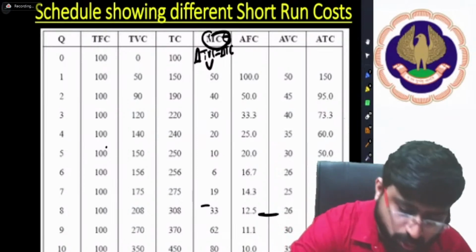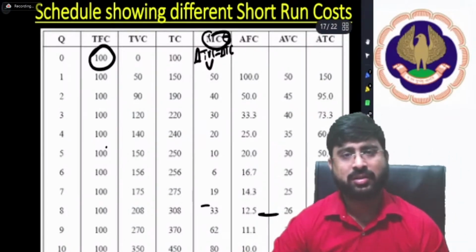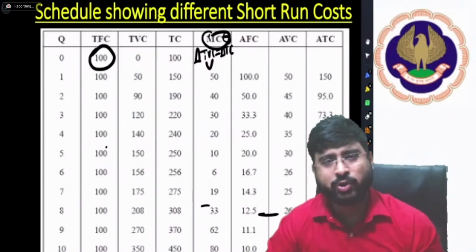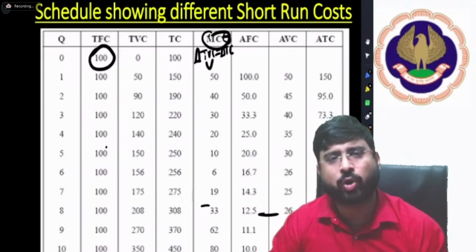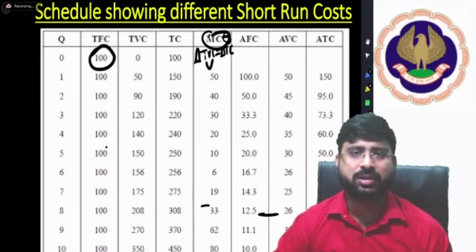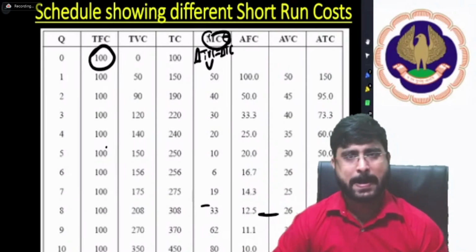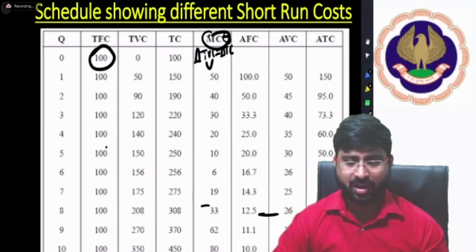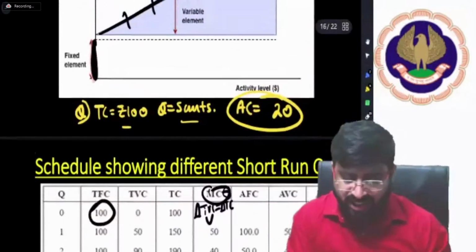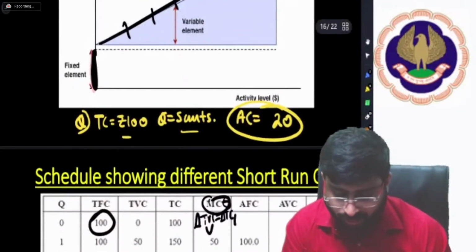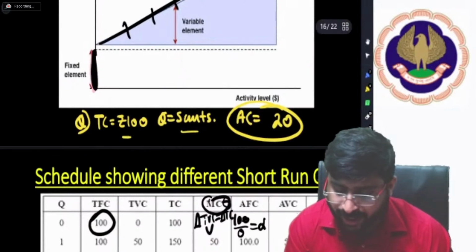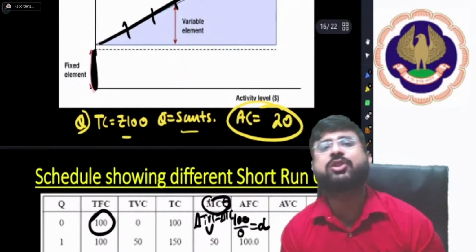TFC in the beginning is also 100 only. TFC means like a rent. So if you are not storing any product in the godown, still you have to pay the rent. TFC is never 0. And AFC is TFC by quantity. So even if you do 100 by 0, it will become infinity. 100 by 0 is not 0.